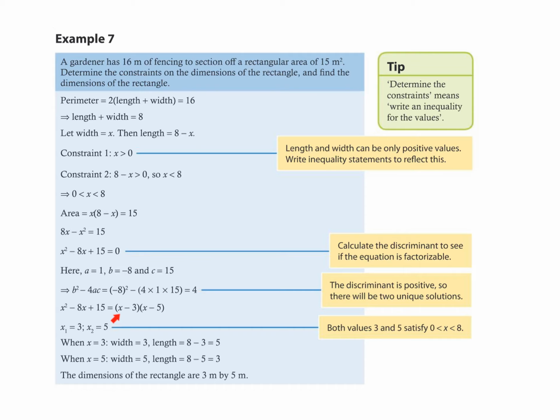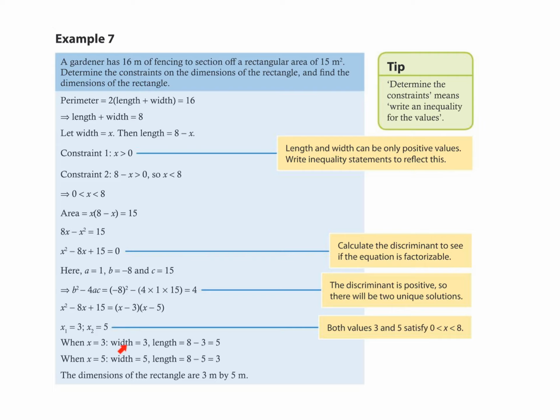Okay, so we know then, and be careful here, once that's just factorizing it, then we have to solve it. Solve x minus 3 equals 0, therefore x equals 3. And x minus 5 equals 0, therefore the other x value is 5. Remember, that's the null factor law. Both values 3 and 5 satisfy x has got to be greater than 0 and less than 8.